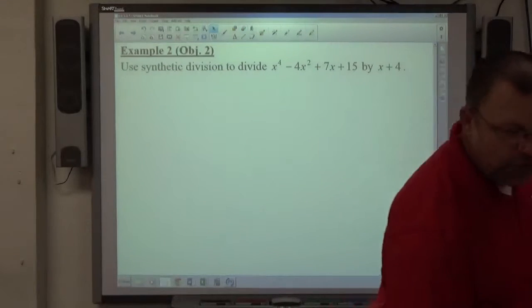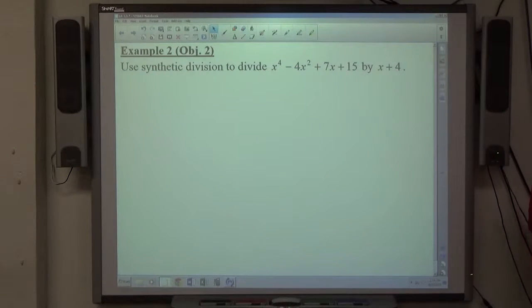Example 2, it says use synthetic division to divide x to the fourth minus 4x squared plus 7x plus 15 by x plus 4. Basically the same difficulty problem the last one was, right? We did our long division, we got an answer. Long division still works on this. If you want to, you can do it that way every single time, as much as you want.